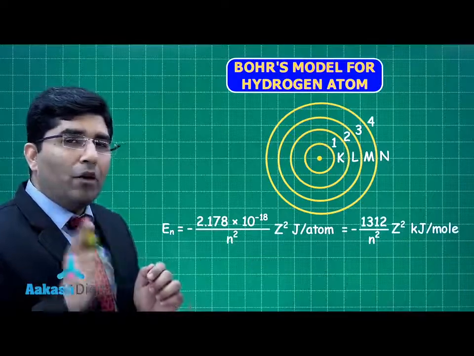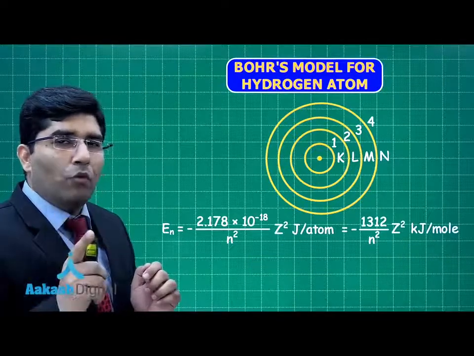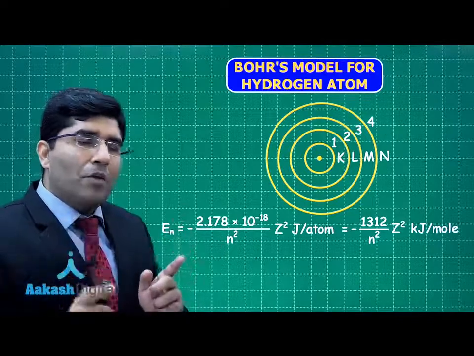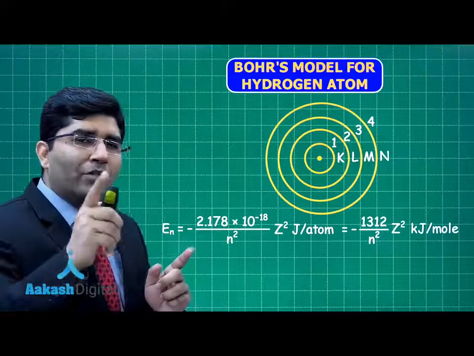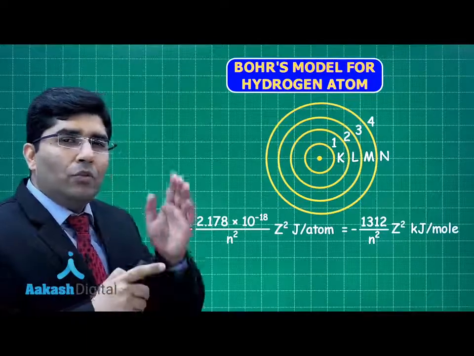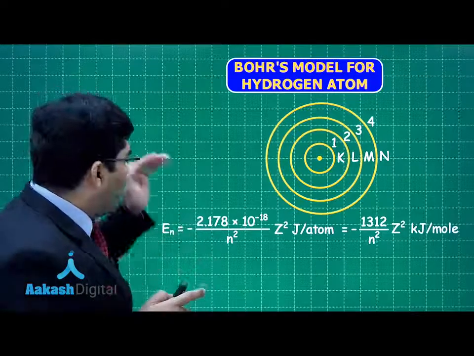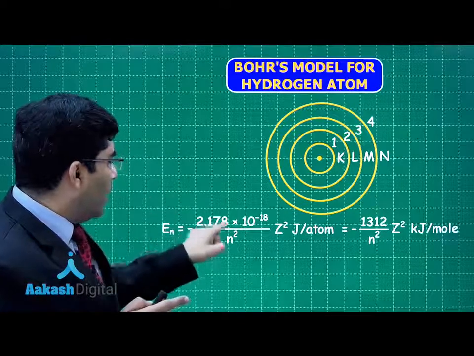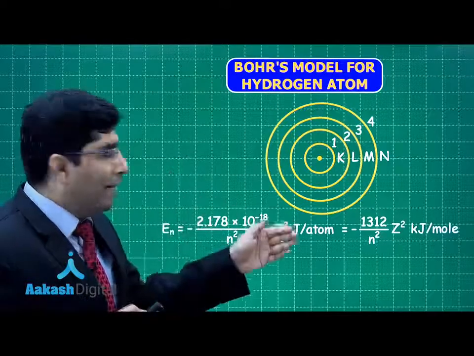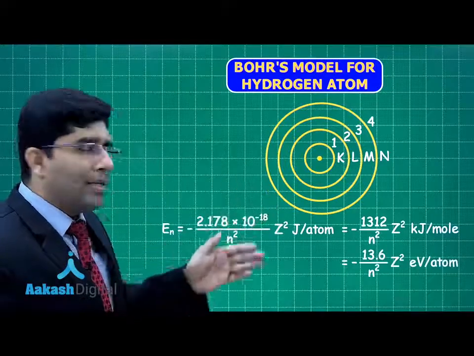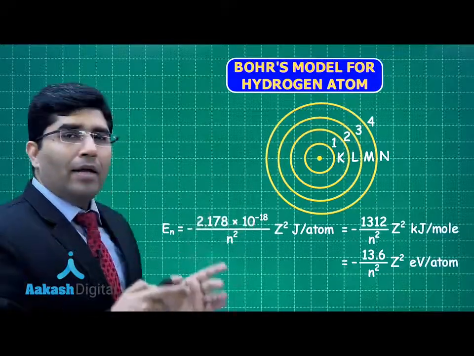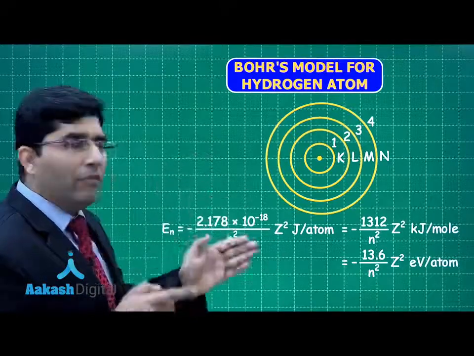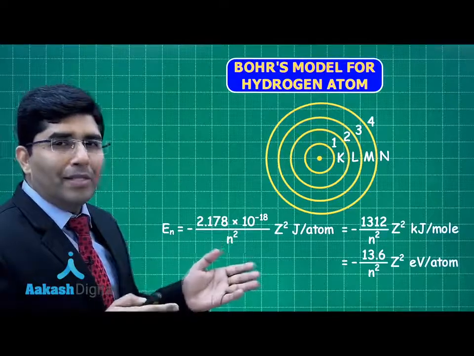There is another unit of energy, that is electron volt. And what is the relation between electron volt and joule? In the last lecture we did it. 1 electron volt is equal to 1.6 into 10 to the minus 19 joules. So we will divide this expression by 1.6 into 10 to the minus 19 and we will get minus 13.6 Z square by N square electron volt per atom. So these are the energy formulas we will use while solving numericals.